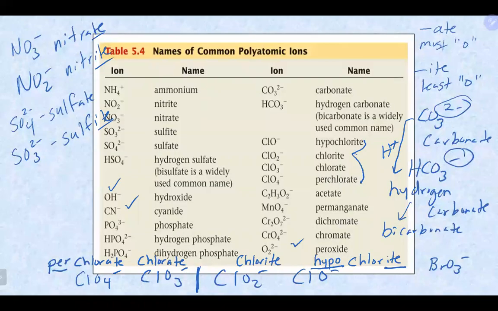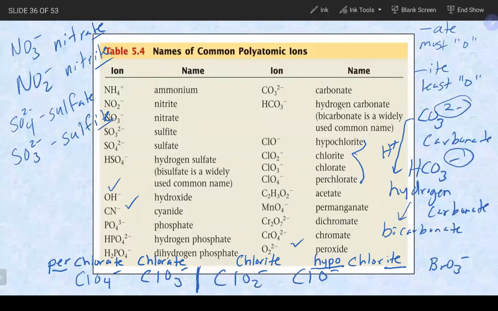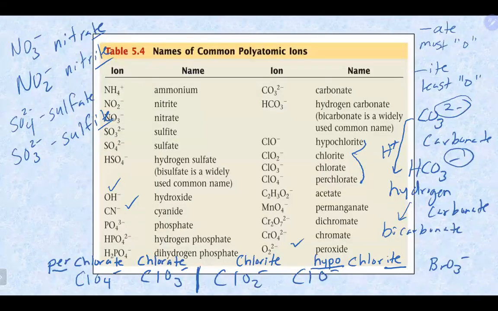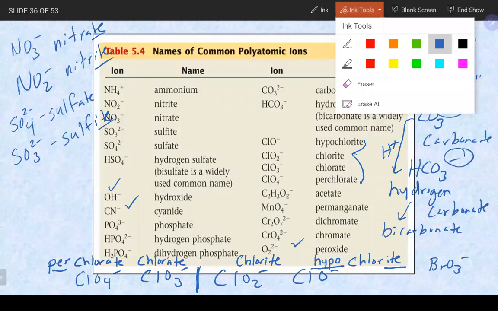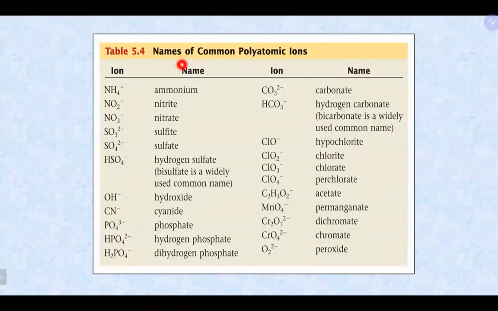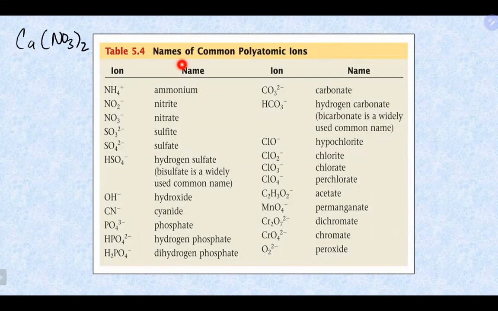So let's take a look maybe at some here. Actually, I'll just write some over here. We'll go this way, I guess. Let's do this so we can see the table. All right. Let's take a look at some here. Let's say we had Ca(NO3)2. Why don't you give the name for that?